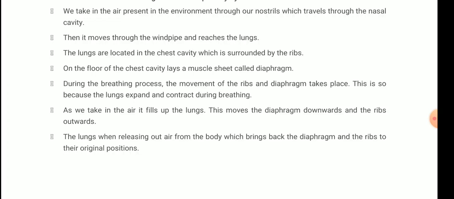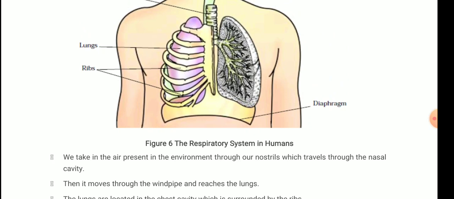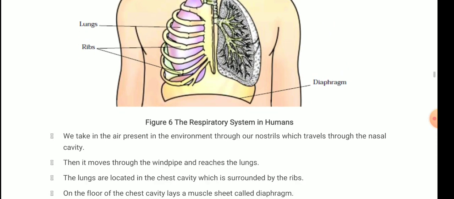Okay. Next point, the lungs are located in the chest cavity, which is surrounded by the ribs. On the floor of the chest cavity lies a muscle sheet called the diaphragm. In that diagram, I forgot to mention the diaphragm. You can see this one, the diaphragm. When we discuss the mechanism now, this diaphragm has a very important role to play. We will be talking about how it relaxes or contracts to release pressure. Because of that, the shape of the lungs also changes, and that creates a high pressure and a low pressure region, and it helps in inhaling or exhaling of the air.